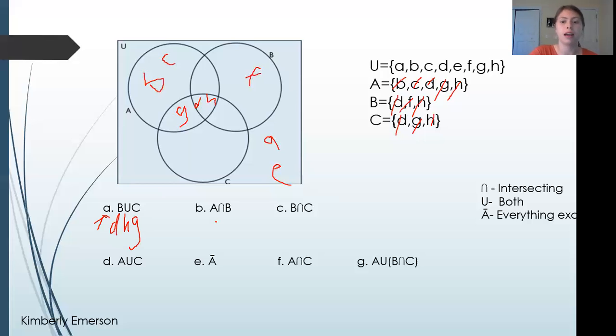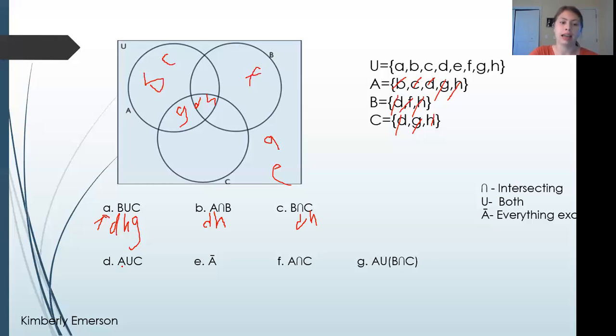Okay, so A intersecting B. That's not everything in A and B. That's what intersects in between them. So let's look at that. So we have A and B right there. So it wouldn't be G and F. It would be D and H, because that's where they intersect in the middle. D and H. So we also have B intersect C. So here's B and C. So it's also D and H. So those are the only ones in the middle intersecting those two.